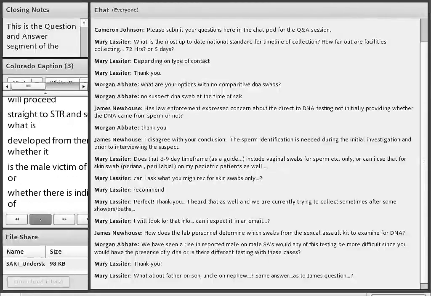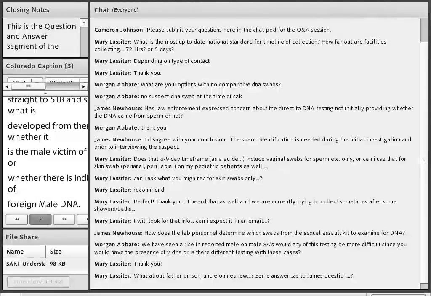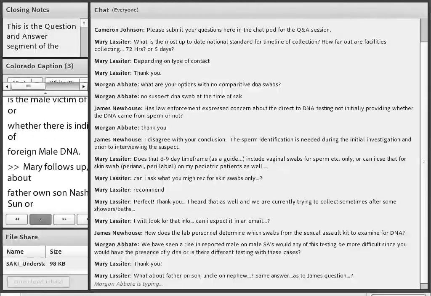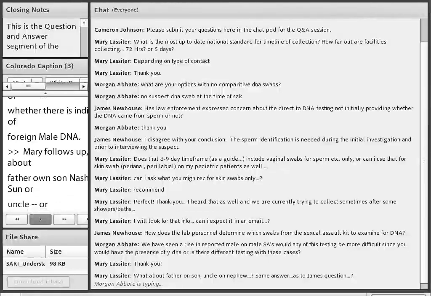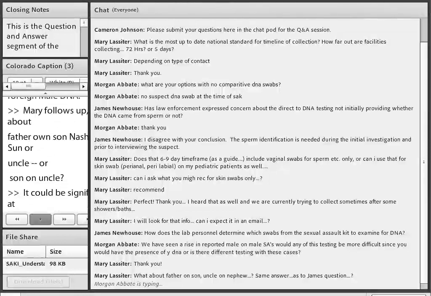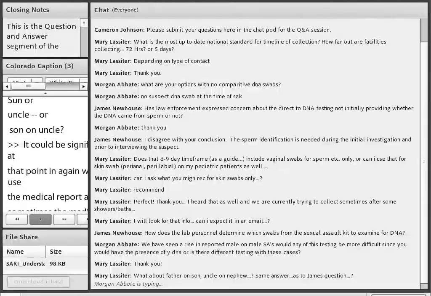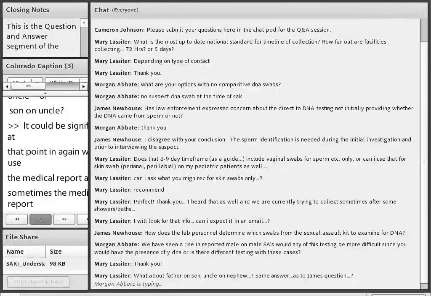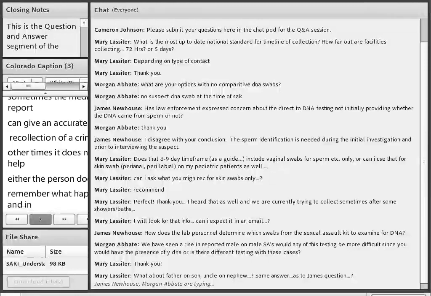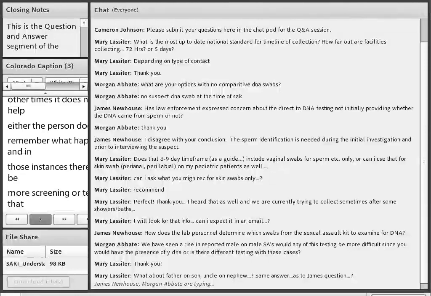Mary follows up on that. What about father on son, uncle on nephew? Same answer. Laboratory personnel, when there's male and male, are generally going to be testing more samples because the screening becomes insignificant at that point. Again, we'll also be using the medical report, and sometimes the medical report can give an accurate recollection of the crime, and other times it doesn't really help. Either the person doesn't remember what happened. In those instances, there may be more screening and more testing that occurs in order to obtain a foreign profile. But generally, that's a first stage approach.